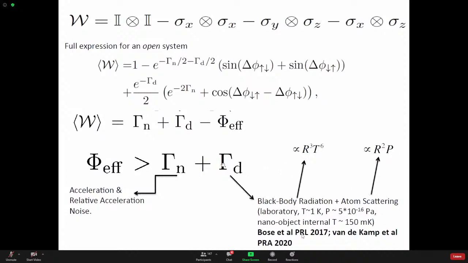But also the objects themselves emit black body radiation. From the Rayleigh scattering formula, we can calculate that you have to cool the object internally very much, because it goes as the sixth power, which is a challenge.